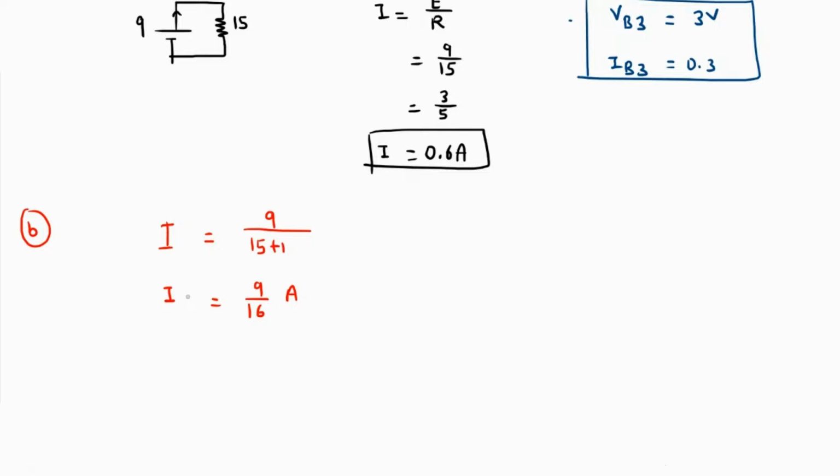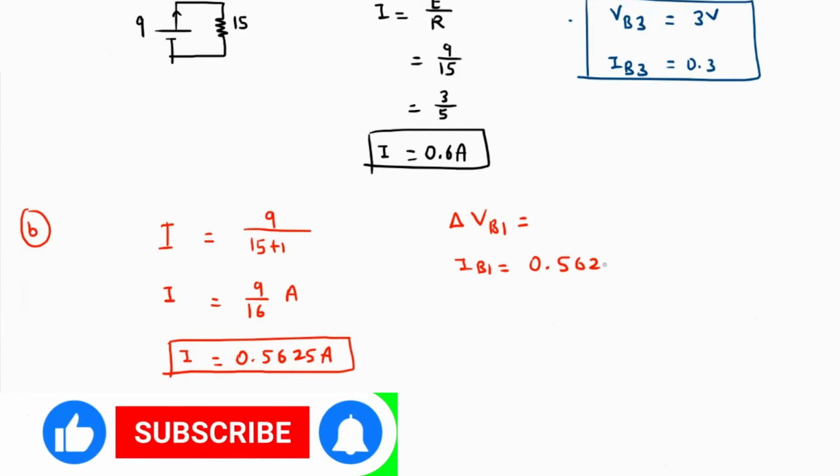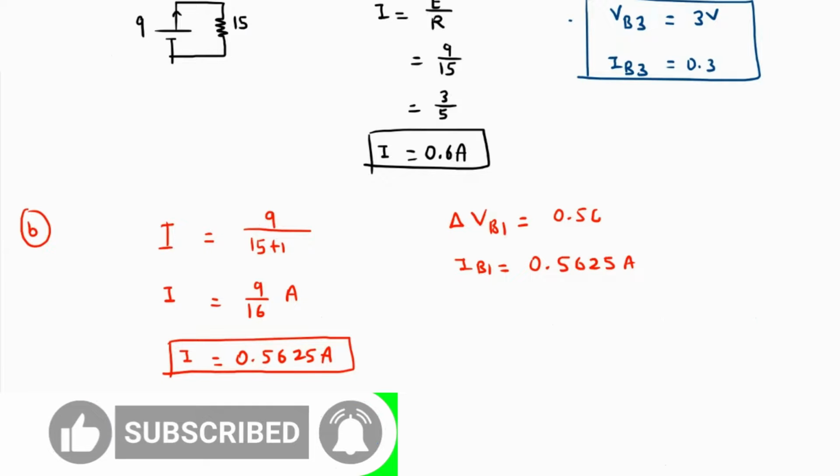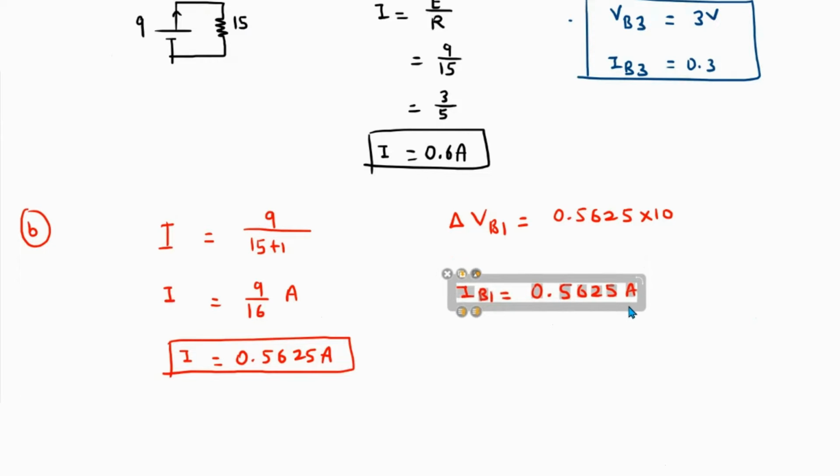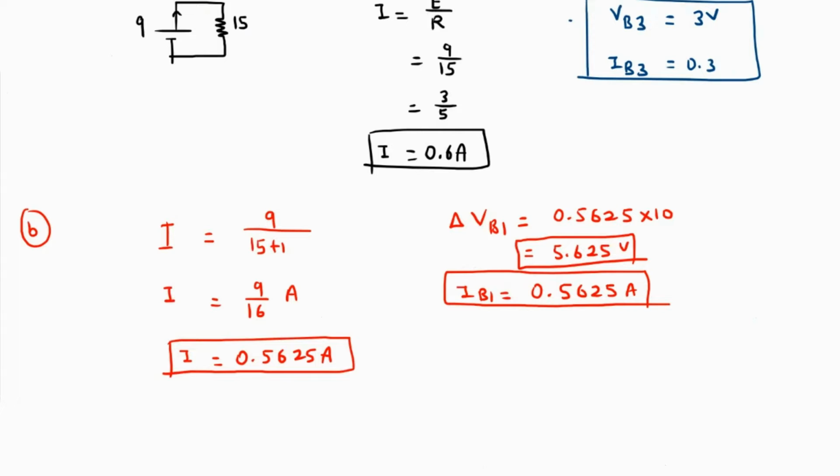So 9 over 16 is nothing but 0.5625 ampere. That is going to be the value of the current. And likewise, the potential difference across bulb 1: the current through bulb 1 is going to be the very same, which is 0.5625 ampere, and the potential difference is going to be IR. So that will be 0.5625 times the resistance, which is 10 ohms. So that's going to be 5.625 volts.